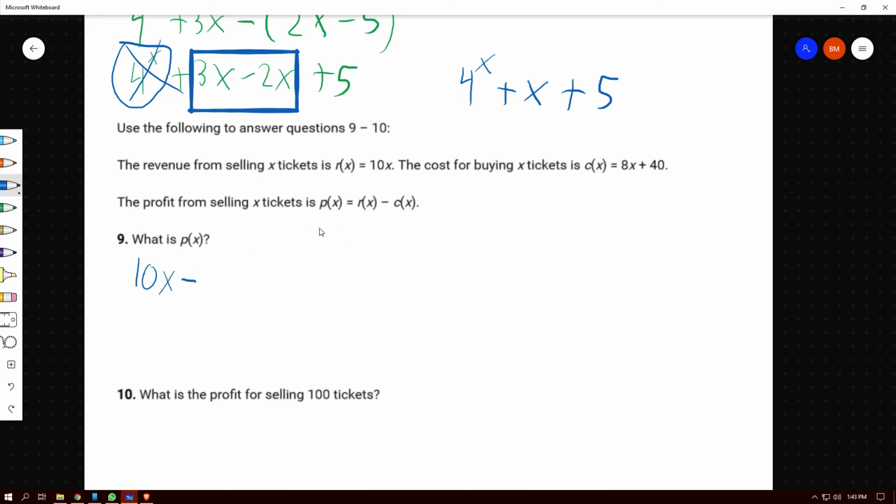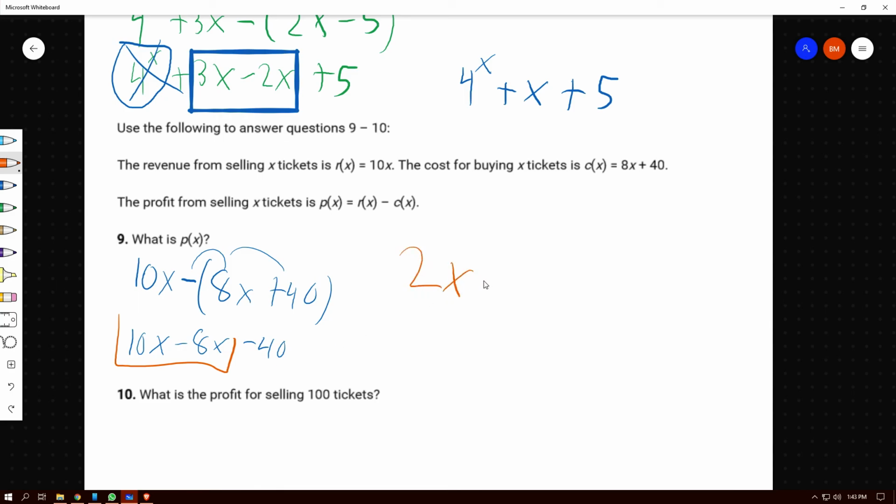Minus, oh, I have a minus. That means I got to put a parentheses. And C of X? Well, C of X is that 8x plus 40. And now what do I do next? That's right, we got to distribute. So I distribute that out. Minus 40, excellent. So 10x minus 8x is 2x, and then minus 40.